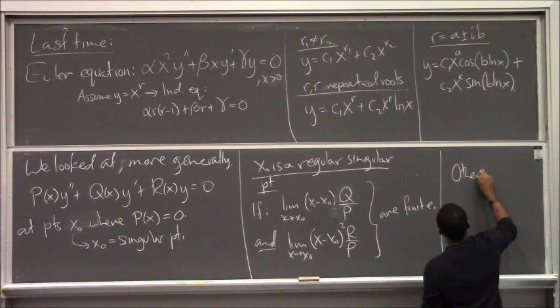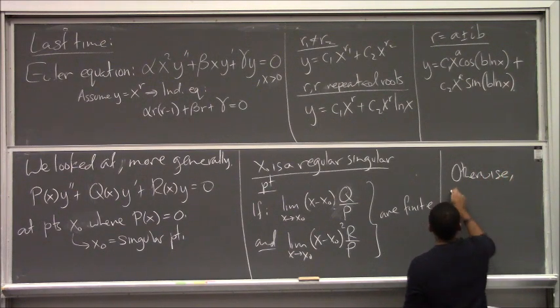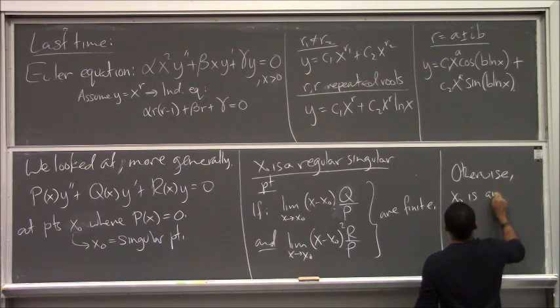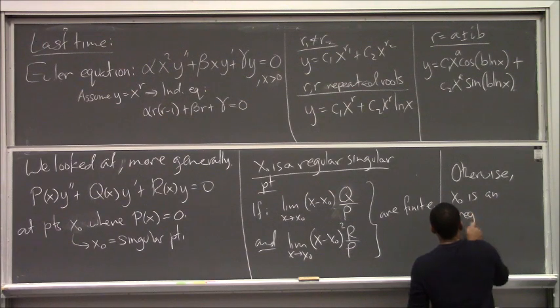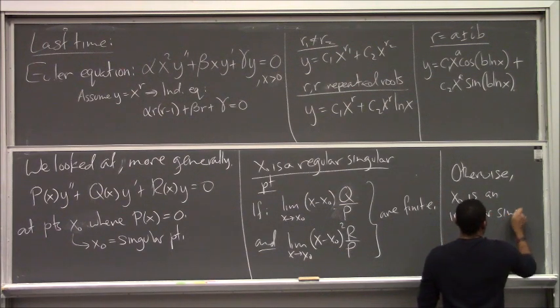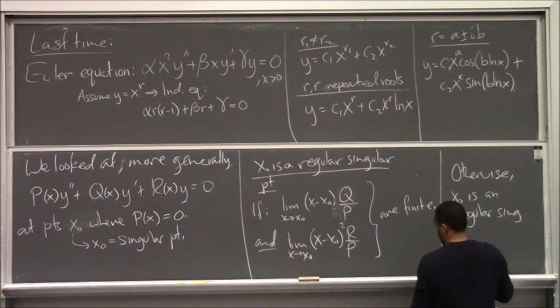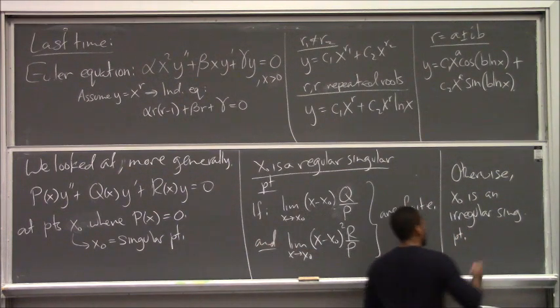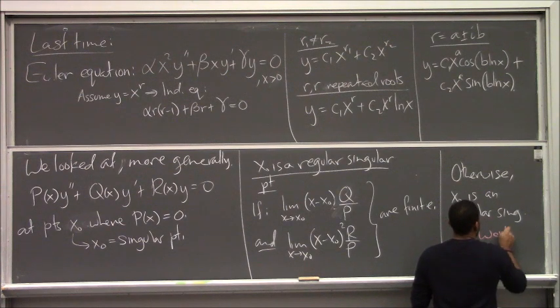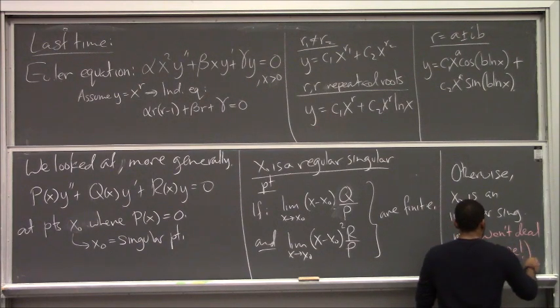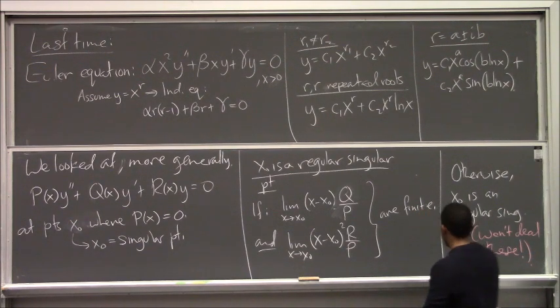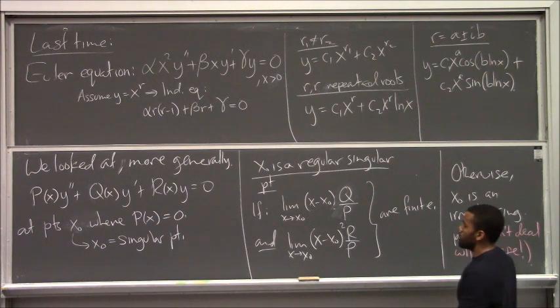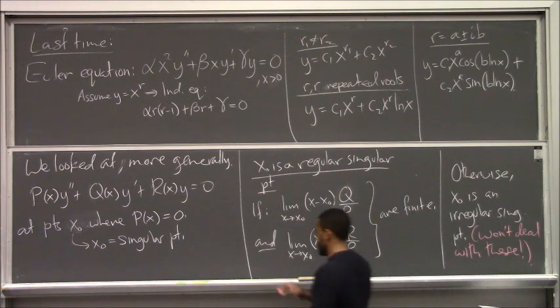Otherwise, x naught is an irregular singular point. And we won't deal with these, so you can kind of ignore that case. So we're only going to focus on the regular ones, and actually one particular situation in the regular ones even.